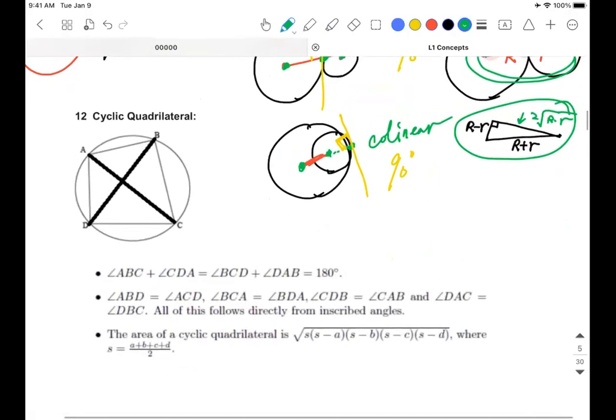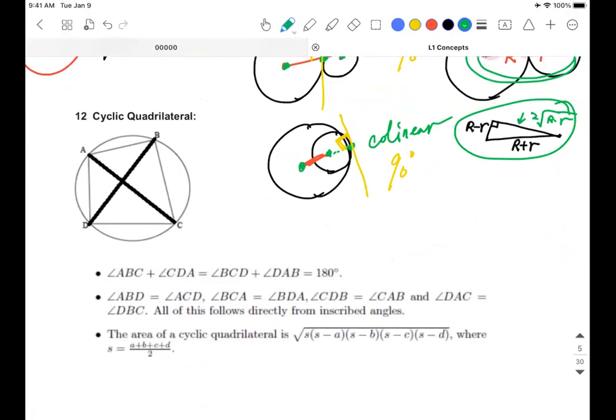So let's go to the other very important property, which is the cyclic quadrilateral. If you have a quadrilateral whose four points are all on the same circle, we can say this quadrilateral is a cyclic quadrilateral. So what are the important properties of a cyclic quadrilateral? Generally speaking, there is some side-related information and some angle-related information.